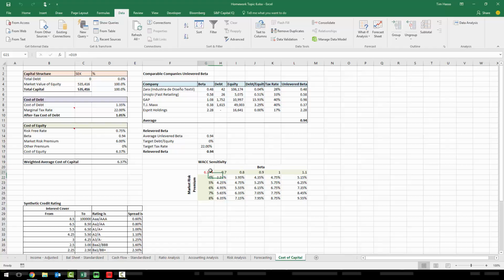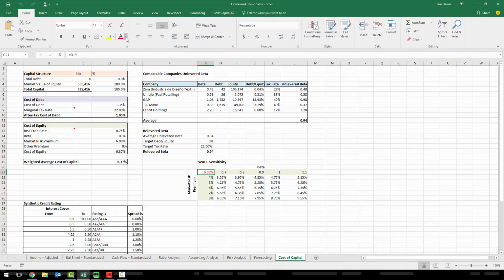Now again, you can do this sort of sensitivity analysis with other types of inputs. For example, a lot of people would do it with the capital structure. Say, if H&M had 0 versus 10, 20, 30, or 40% debt to equity, what would happen to the weighted average cost of capital? But again, it all depends on your particular situation. And as I mentioned, I usually prefer to hide this little 6.37% that you see there by making it white text so that it looks slightly neater.